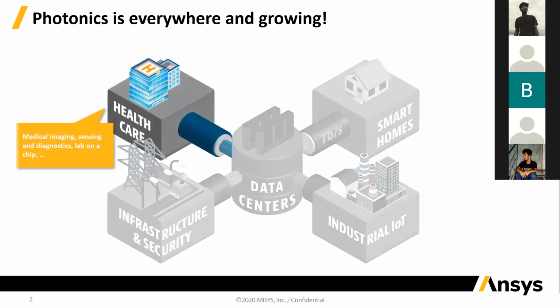In the healthcare industry, if you look there, photonics has always been playing a big role in medical imaging, sensing and diagnostics. And not very recently, it's been going on for a while as well, but lab on a chip is a very big thing. Your smartphone also has lab on a chip where it can use photonics to measure your heart rate and your blood pressure and so on. So it's playing a role everywhere.